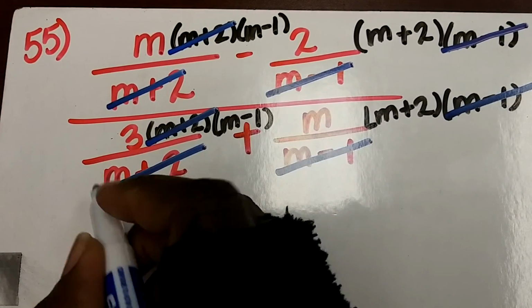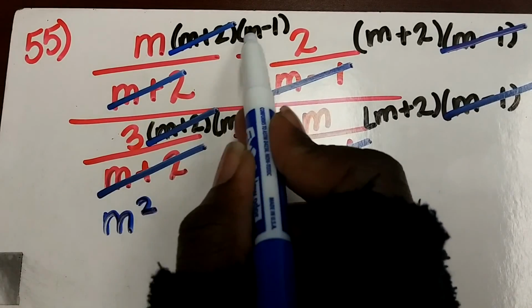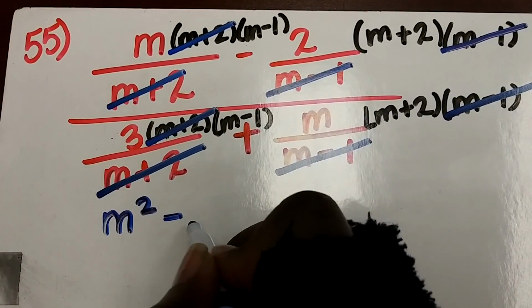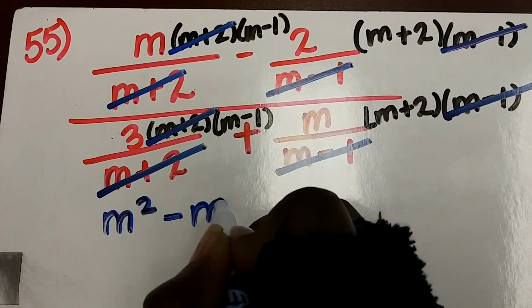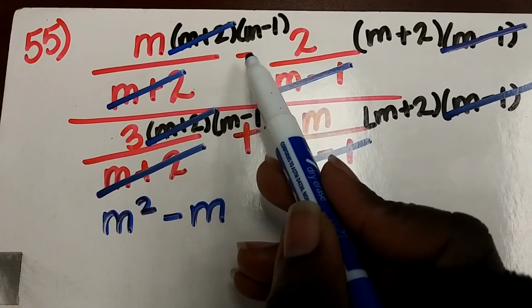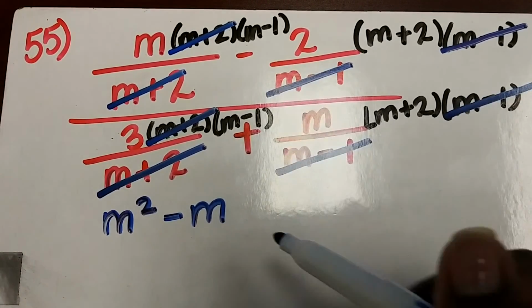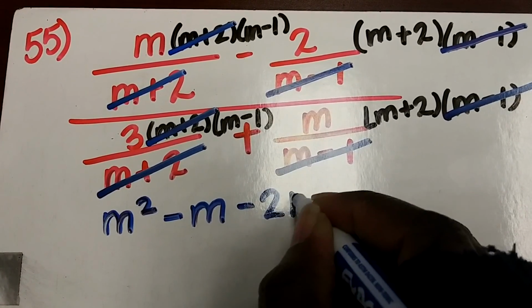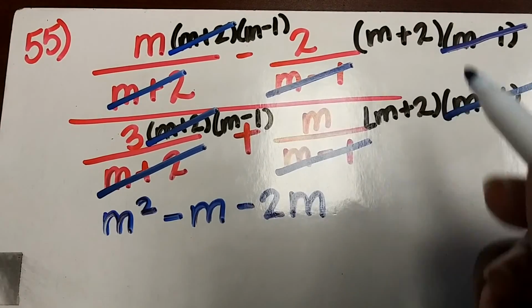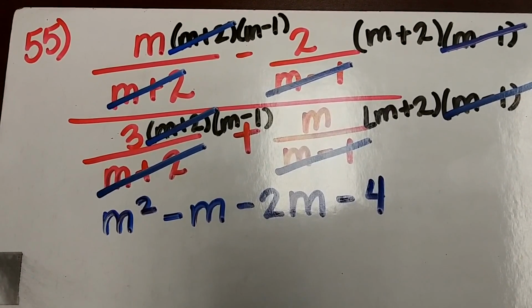M times M is M squared. M times negative 1 is negative M. Very, very careful. I see a minus 2. I must include that negative. So negative 2 times M is negative 2M. Negative 2 times positive 2 is negative 4. If you see subtraction, division, you just have to be careful when you do the math on anything that involves subtraction and division.